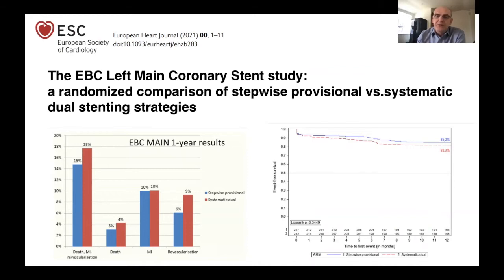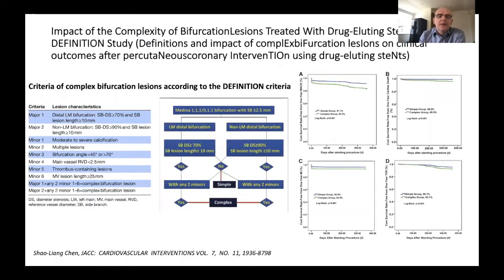So the question we asked ourselves was, how much side branch disease was there, and how did that influence the outcomes of the trial? You'll all also be aware of the definition criteria. And importantly, in this paper by Xiaolang Chen, we saw that complex disease, as defined by the definition criteria, complex bifurcations had a worse outcome, as you see in the panel on the right-hand side there. The simple group in purple did less well than the complex group in green.